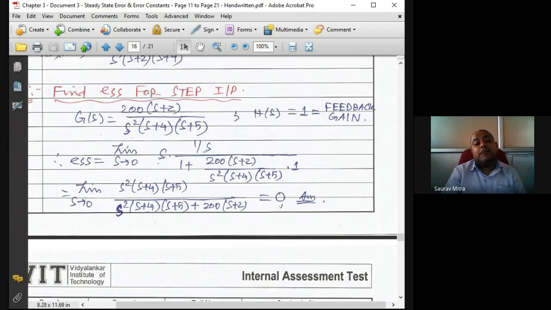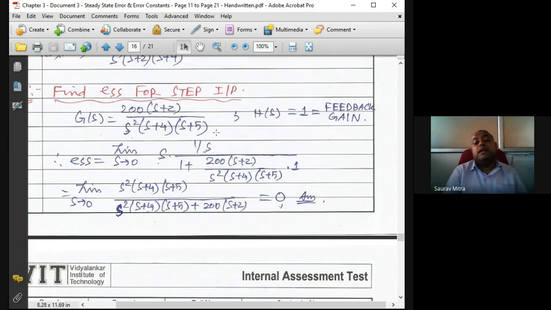And there is a zero at -2, there is a pole at -4, there is a pole at -5. So this kind of system is this. H is equal to 1, feedback gain is equal to 1. That means whatever output is produced, the whole thing is fed back to the input of the system. So E_ss, the time domain steady state error we are trying to find, limit S tends to 0, because of the final value theorem.